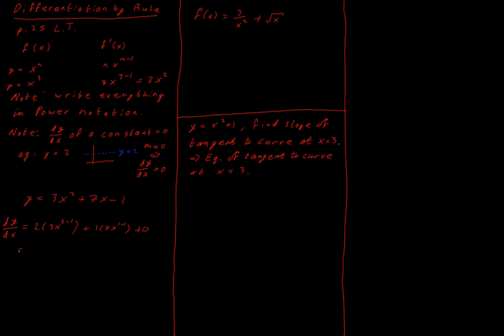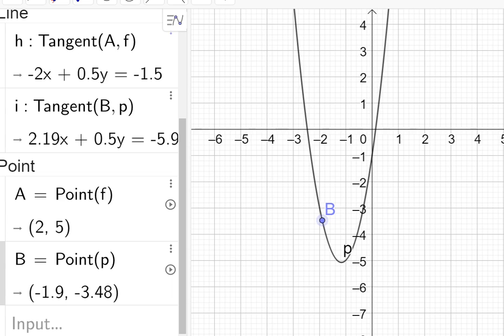Now, we want to simplify this down a little bit, and we get 6x to the power of 1 plus 7x to the power of 0. x to the power of 0 is just 1. So we end up with 6x plus 7. Now that is the slope function for that quadratic. This equation, dy dx is equal to 6x plus 7, gives us the slope of this curve for different values of x. So I'm going to switch to GeoGebra for a second.